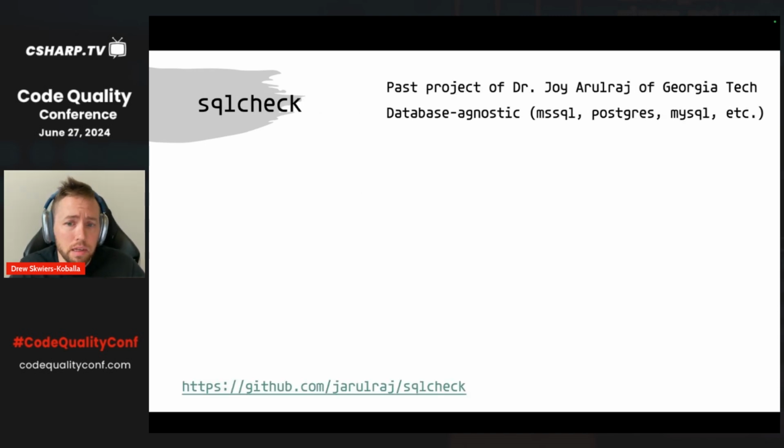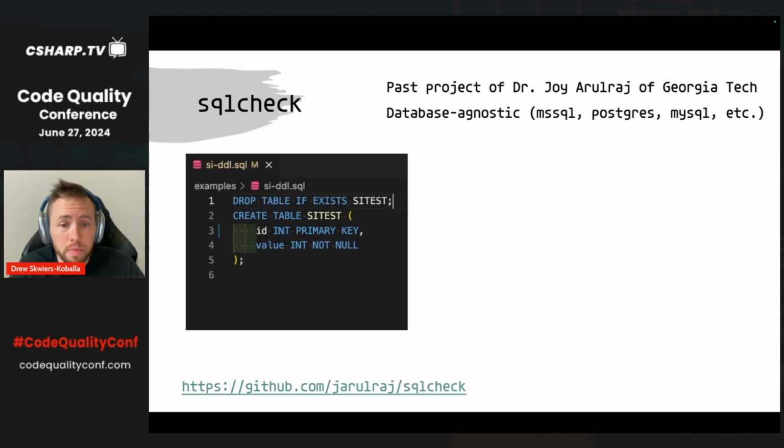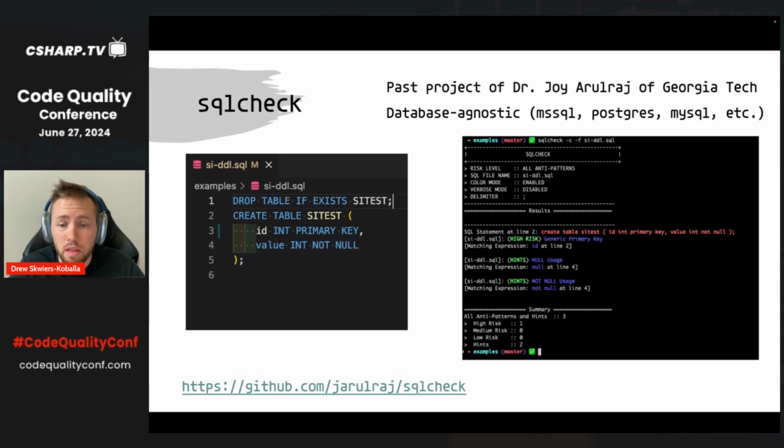SqlCheck is a graduate project of now Dr. Joy Arulraj at Georgia Tech. This is available on GitHub, and it's database agnostic, so that's a huge advantage for it. If you have a SQL script like this, the way SqlCheck works is that it is a command line interface that when you run it will provide some text output. If I run SqlCheck against this create table statement, it's going to give me 3 results in that text output.